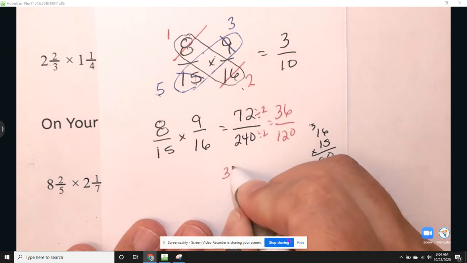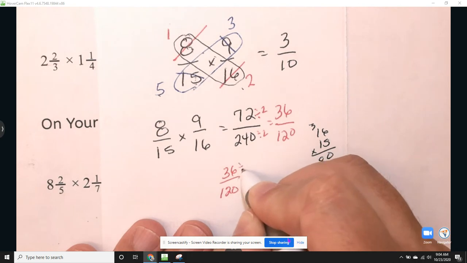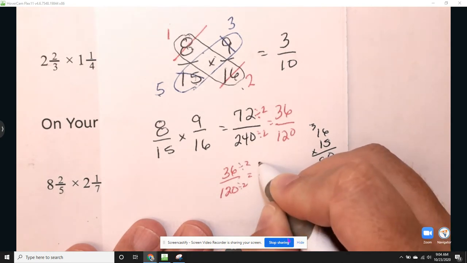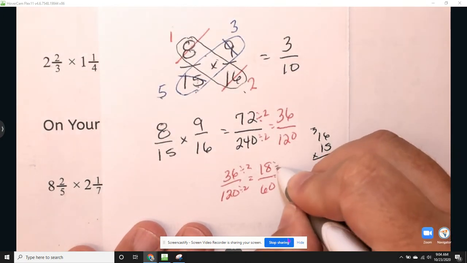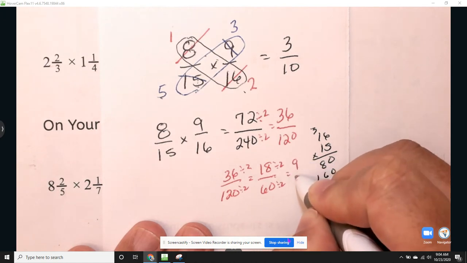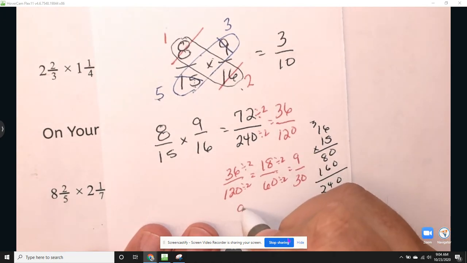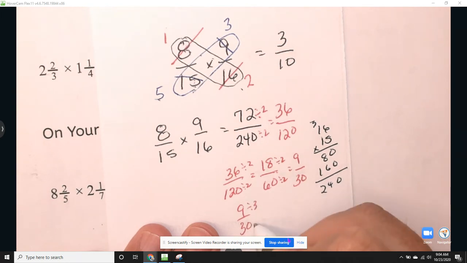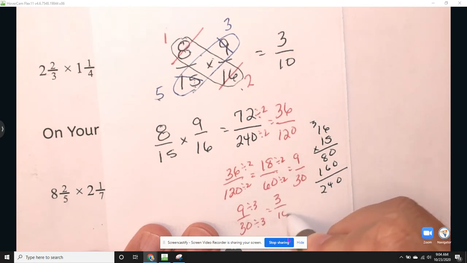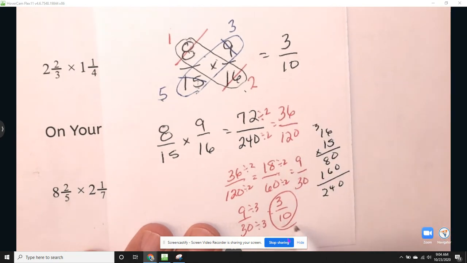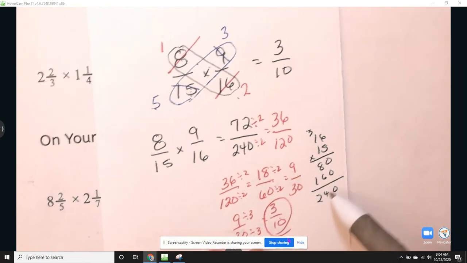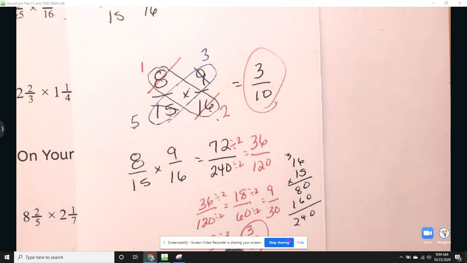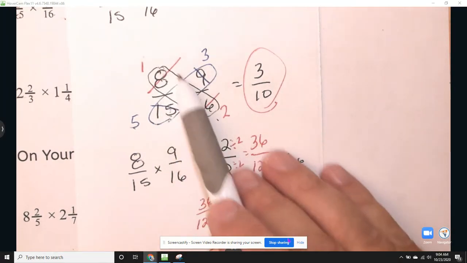I see 36 over 120, and I say, oh, those both can be divided by 2. And I get 18 over 60. And I said, oh, those both can be divided by 2. And I get 9 over 30. And I take my 9/30ths, and I say, oh, those both can be divided by 3. And I get 3 over 10. Okay. There's my final answer after 1, 2, 3, 4 times simplifying it, as opposed to my 3 tenths after 1 time simplifying in my cross canceling or cross simplifying.